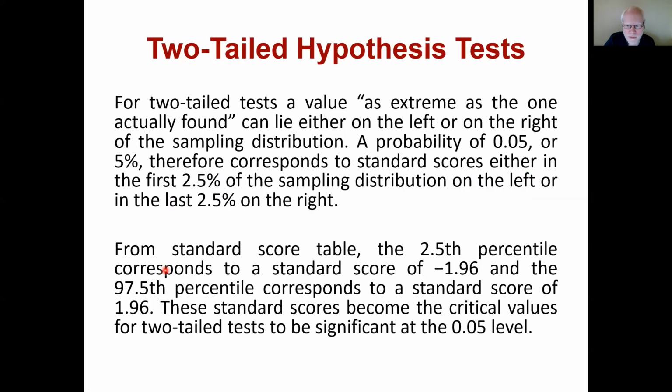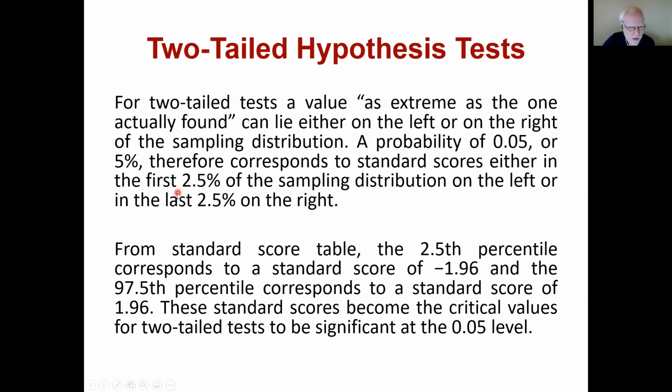For two-tailed tests, a value as extreme as the one actually found can lie either on the left or on the right side of the sampling distribution, because we're saying it's just not equal, but we're not committing to which side. We're just saying it's not equal to, say, 39,000, but not that it's less than or greater than. A probability of 0.05 or 5% therefore corresponds to a standard score either in the first 2.5% of the sampling distribution on the left side or in the last 2.5%, right? Because if we're saying 5%, but we're not sure which side, we have to split that 5%, half of it being on the right side, half of it being on the left side.